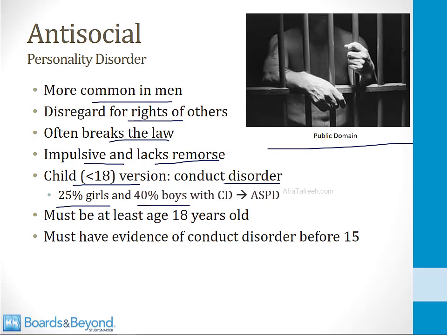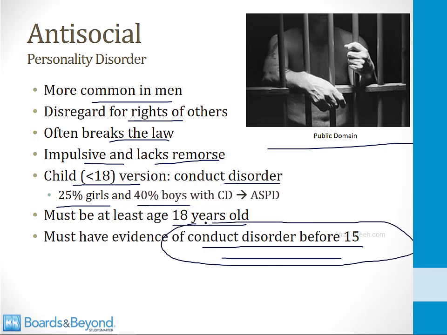In order to make this diagnosis, the patient must be at least 18 years old and they must have evidence of conduct disorder before 15. So in other words, they may not have come to medical attention before age 15, but when you talk to them about things they did as a child, they will say that when they were 12 or 13 years old, they did things that met criteria for conduct disorder. And I talk about conduct disorder in the video on childhood psychiatric disorders.